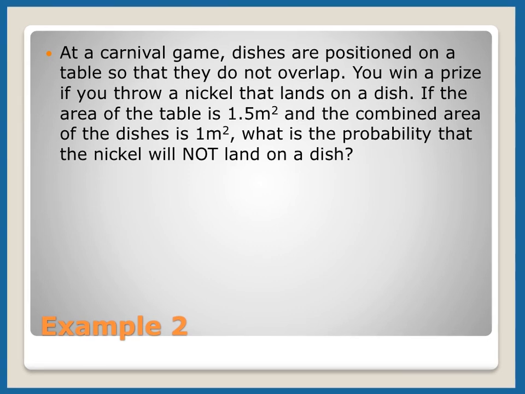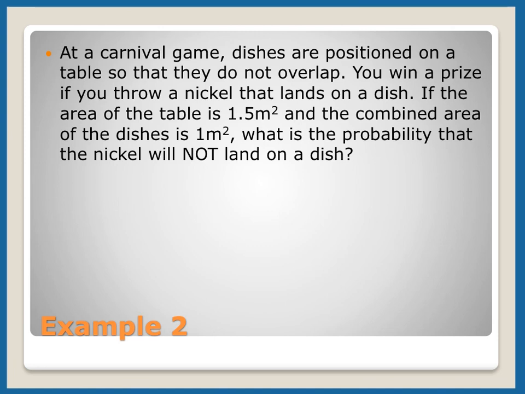Okay, at a carnival game, dishes are positioned on the table so they don't overlap. You win a prize if you throw a nickel that lands on a dish. If the area of the table is 1.5 meters squared, and the combined area of the dishes is 1 meter squared, what's the probability that the nickel will not land on a dish? So for these, you probably want some sort of visual.